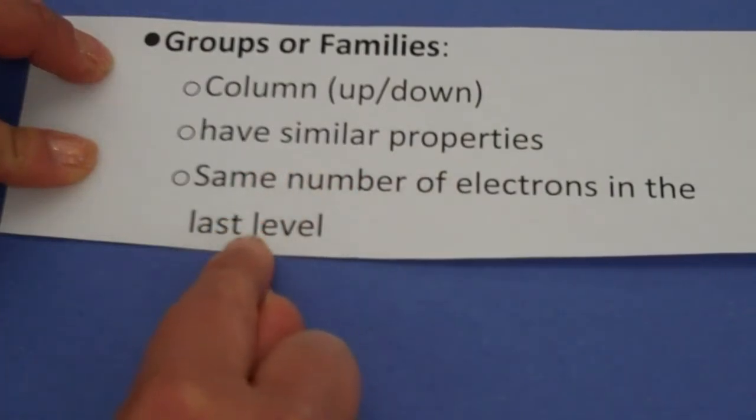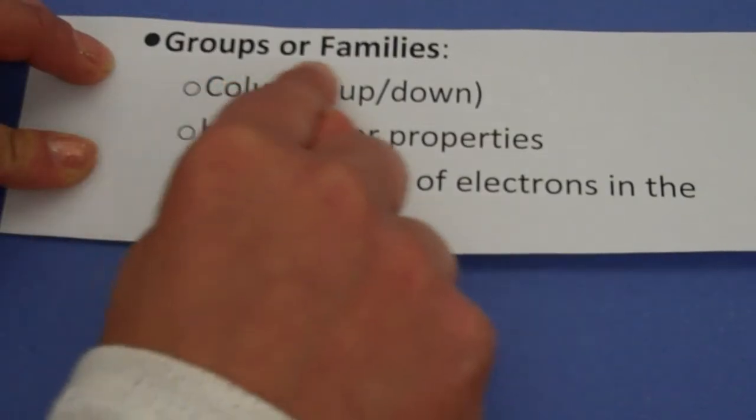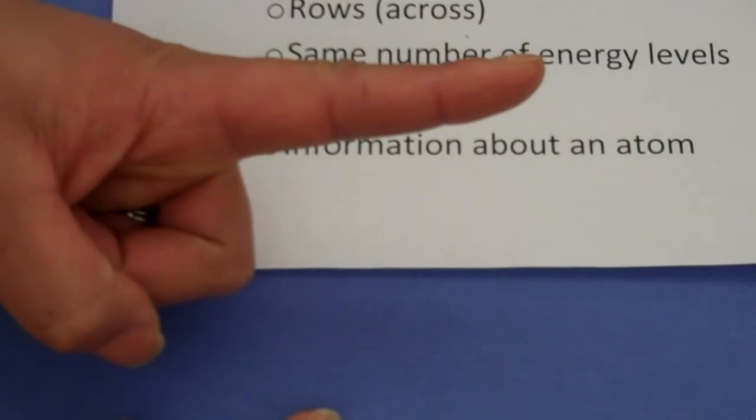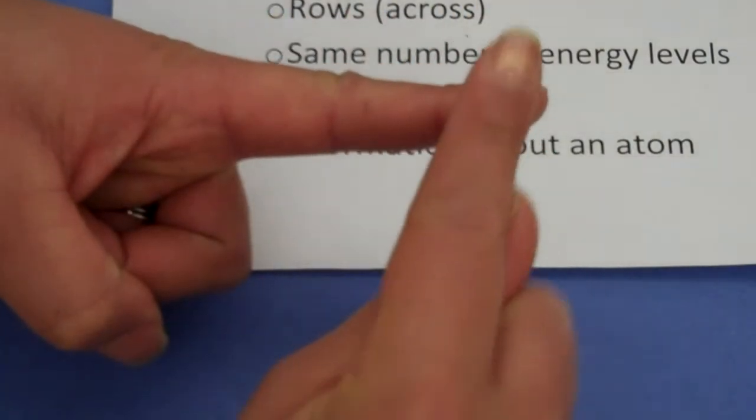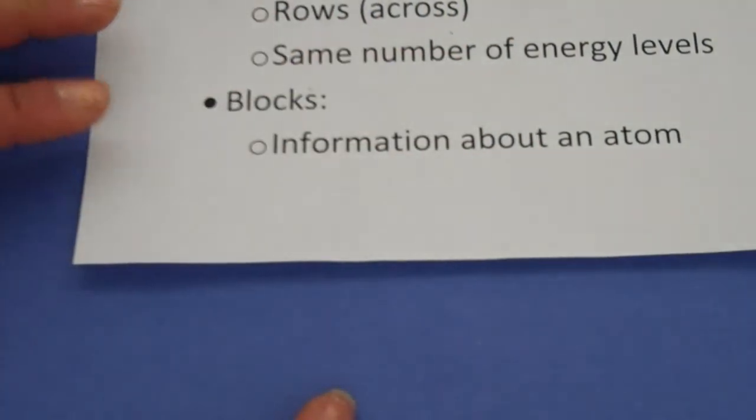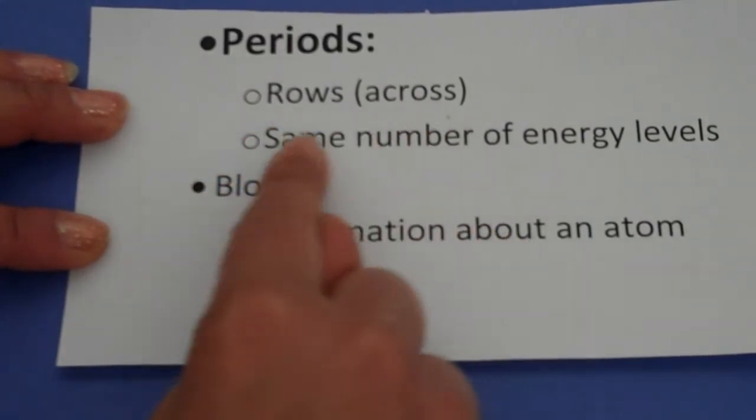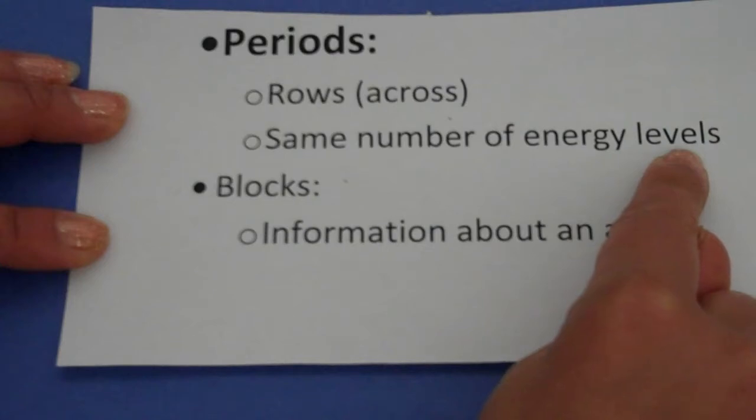because they have that similar property. If you look at the last level out there where the electron is, that's the indicator that they belong to that same family, and that's why they're in the same column or group. The other way to look at the periodic table is this way, the horizontal. So we're looking at it this way, the way my finger is now. A period is the rows going across. They have the same number of energy levels.